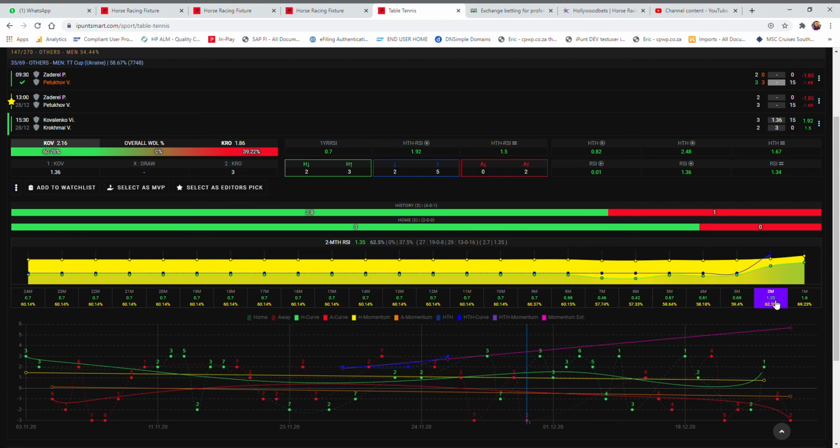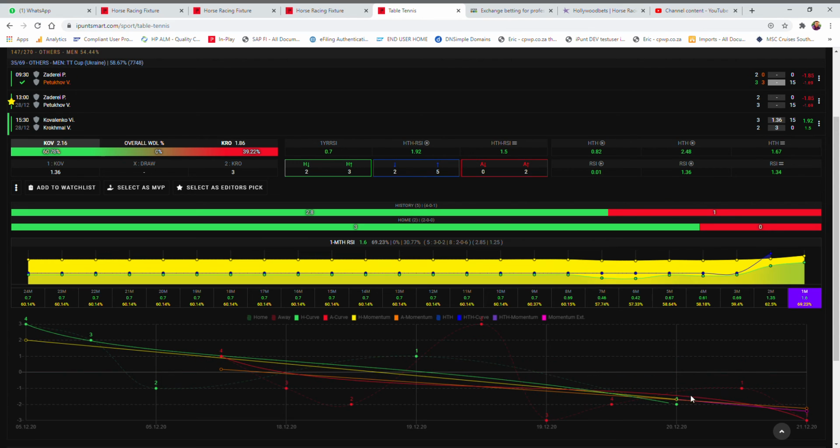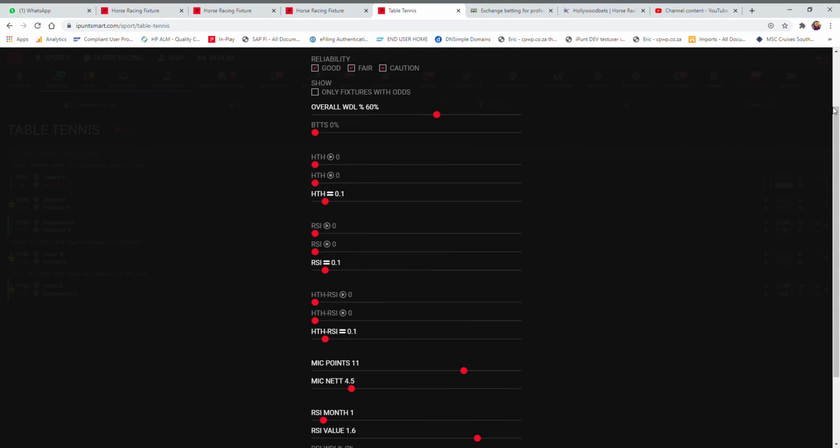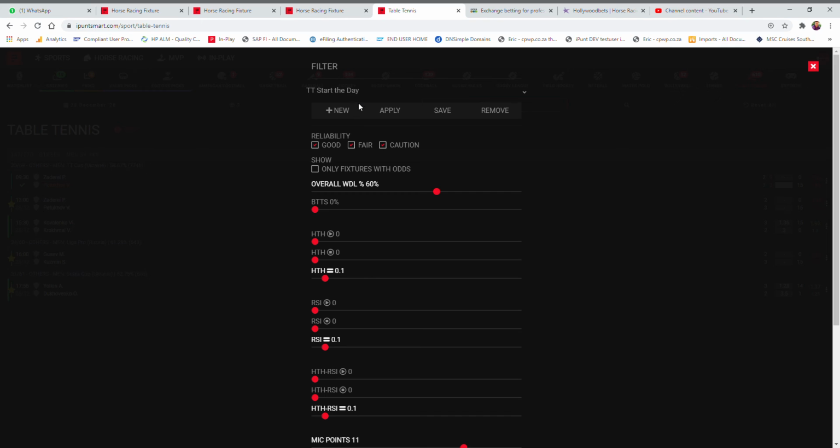It does look better on the 2 months. You can see there's a bit of a gap here, but on the 1 month, I have to admit I don't like it, so I'm not picking it as an editor's pick. Even though he should be winning, it doesn't justify being an editor's pick.